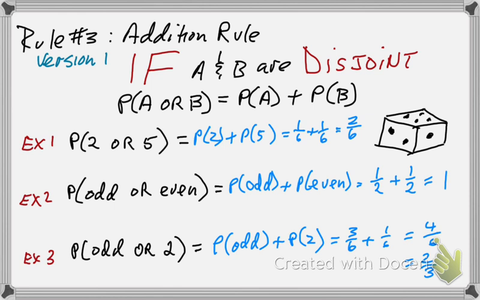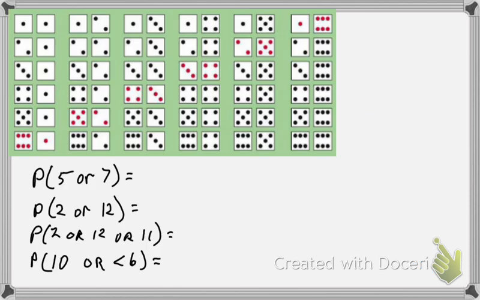Stop right there. Anybody have a question? Now the dice. I'm going to roll them. 5 or 7. Are they disjoint? That's the first question you ask with these OR problems. Yes, they are. So I can just say the probability of 5 plus the probability of 7.